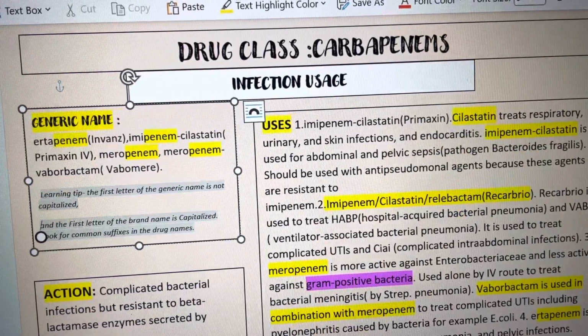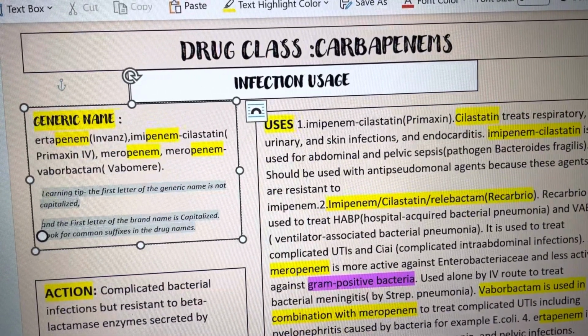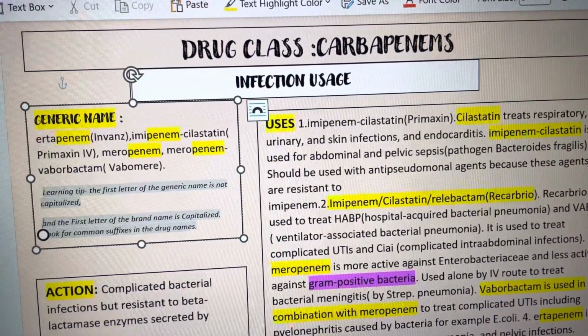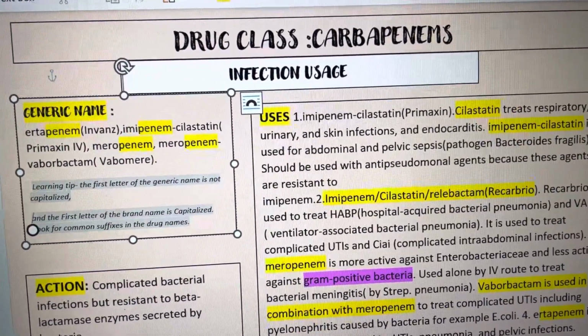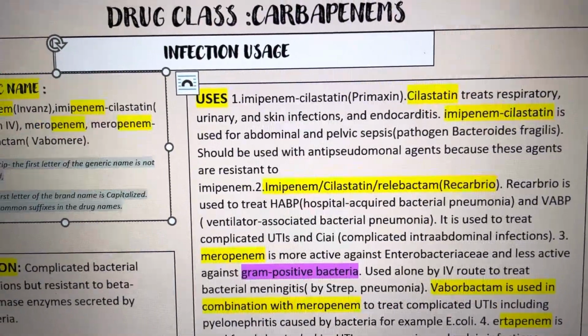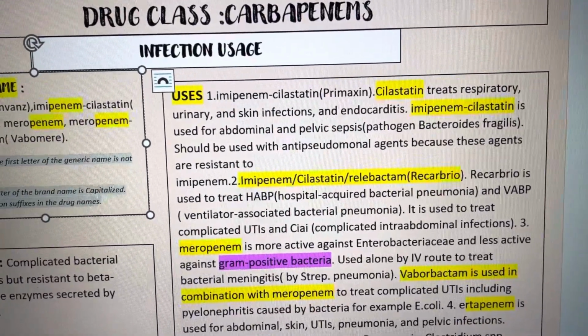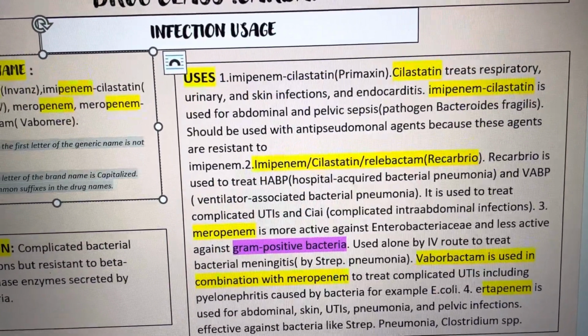And as a learning tip, we know that the first letter of the generic name is not capitalized, and if it's a brand name, the first letter would be capitalized. Now we're going to talk about some uses. So for uses, all these different kinds of drugs can be grouped together for the specific action.